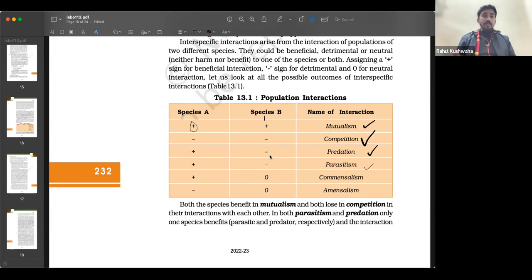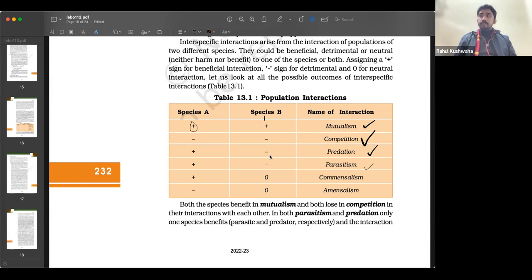And it hunts down and kills the prey to eat it. So the predator is always at benefit and the prey is always at loss most of the time.